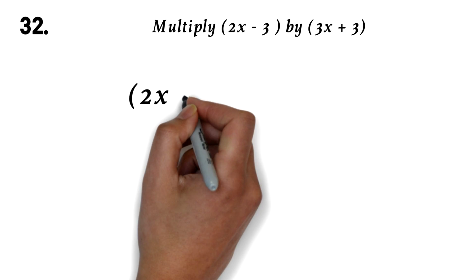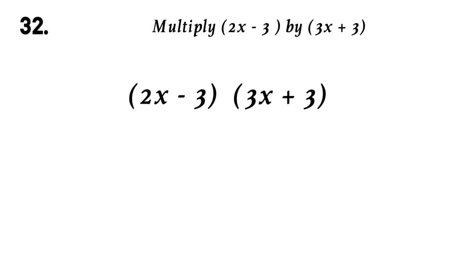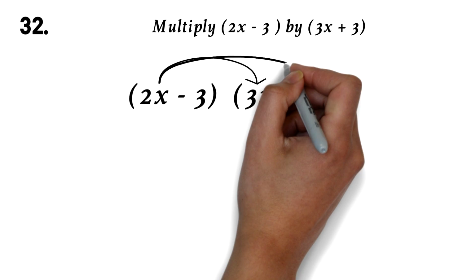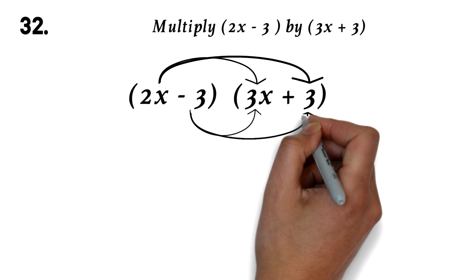Question 32. We are multiplying the polynomial 2x minus 3 by the polynomial 3x plus 3. This question could have also been multiply 2x minus 3 by 3x plus 3 using the FOIL method. It's the same process. You have to multiply each term in the second polynomial by the terms in the first polynomial. So the 2x will multiply the 3x, then it would multiply the 3. Next, the negative 3 will multiply the 3x and then the 3.